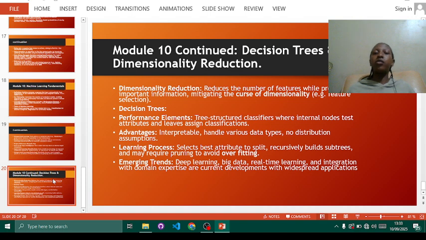Module 10 continued. We have decision trees and dimensionality reduction. Dimensionality reduction reduces the number of features while preserving important information, mitigating the curse of dimensionality.